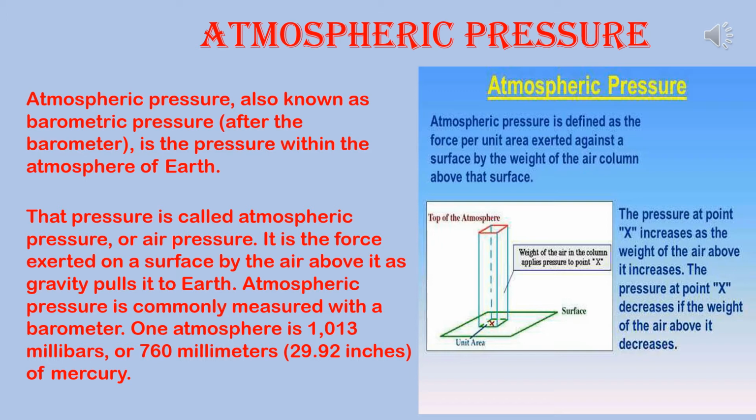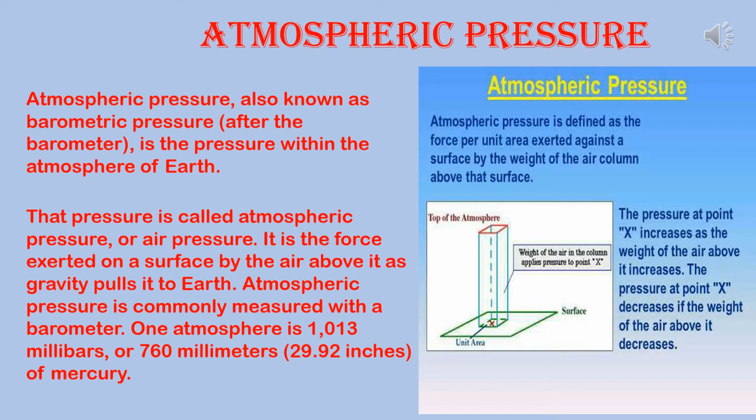Atmospheric pressure. Atmospheric pressure, also known as barometric pressure after the barometer, is the pressure within the atmosphere of Earth. That pressure is called atmospheric pressure or air pressure. It is the force exerted on a surface by the air above it as gravity pulls it to Earth. Atmospheric pressure is commonly measured with a barometer. One atmosphere is 1013 millibars or 760 millimeters, that is 29.92 inches of mercury.